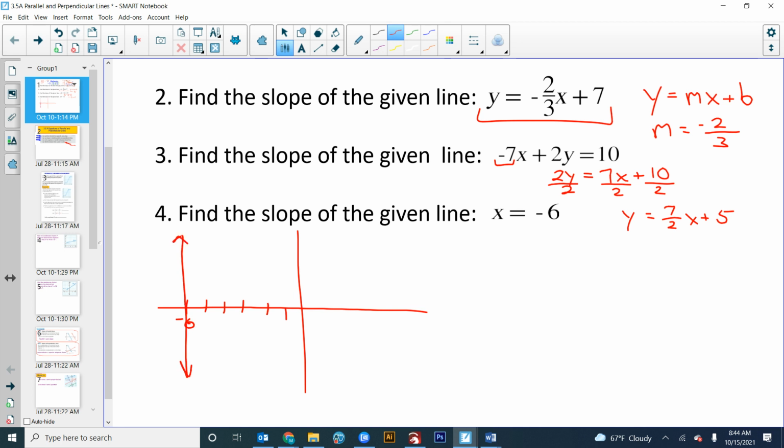Tyler says that. Agree or disagree? Yeah. And some people forget, is x equals negative 6 horizontal or vertical? I can never remember. List points on there. What's this point?